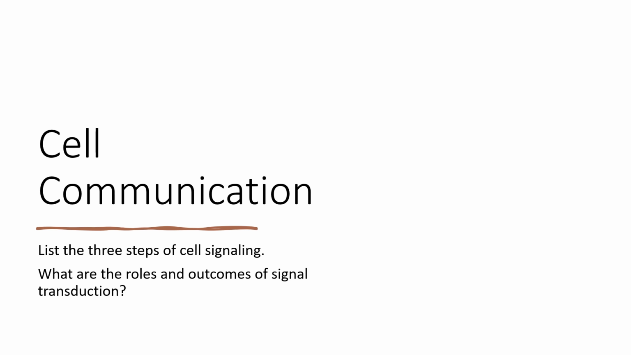Before we talk about GPCRs, we have to discuss the background information of cell communication. And in this section, we should be able to list the 3 steps of cell signaling and what the roles and outcomes of signal transduction are.